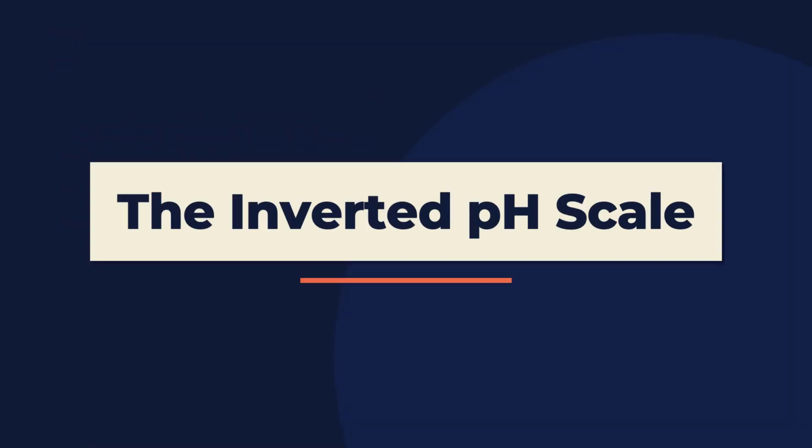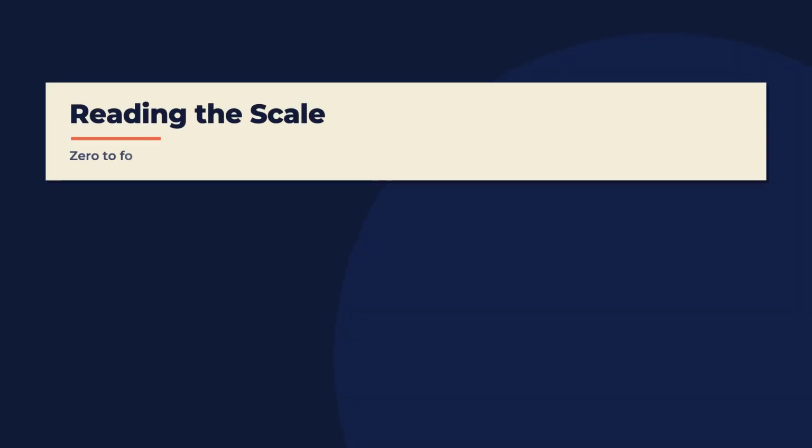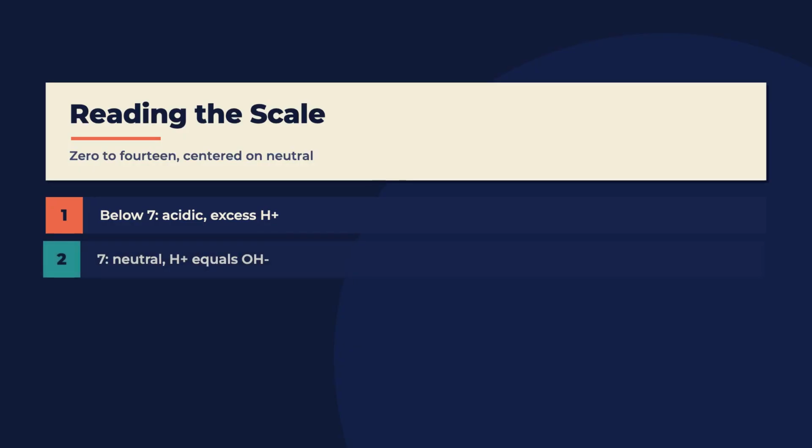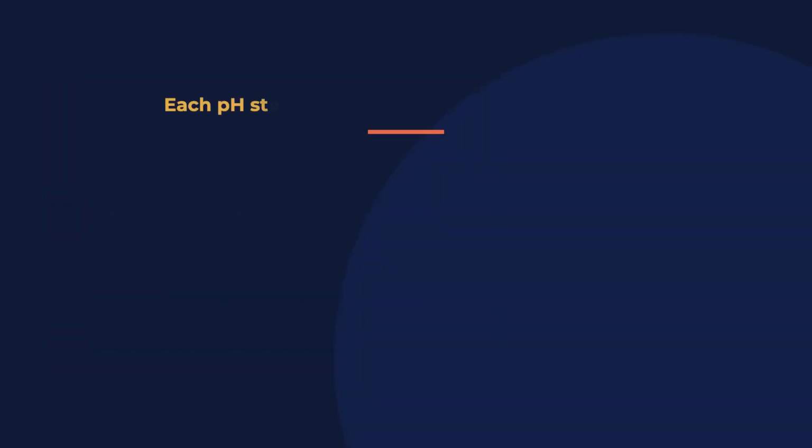The pH scale runs backward from what intuition expects. As hydrogen ion concentration rises, pH falls. So a solution becoming more acidic produces a smaller number, not a larger one. The scale runs from 0 to 14. A pH of 7 is neutral, like pure water. Below 7 is acidic and above 7 is basic, or alkaline, with the extremes marking greater intensity in each direction.